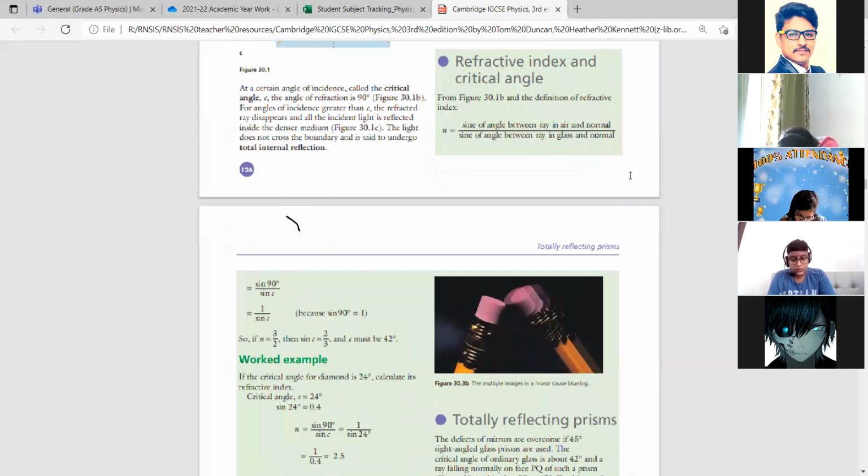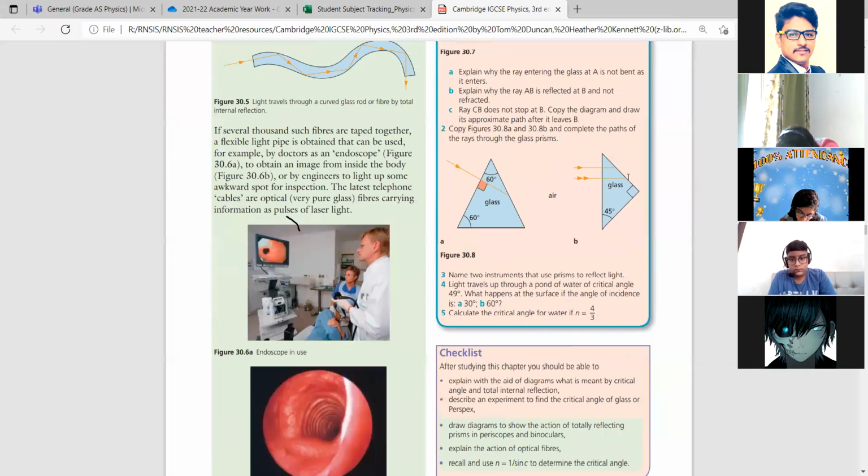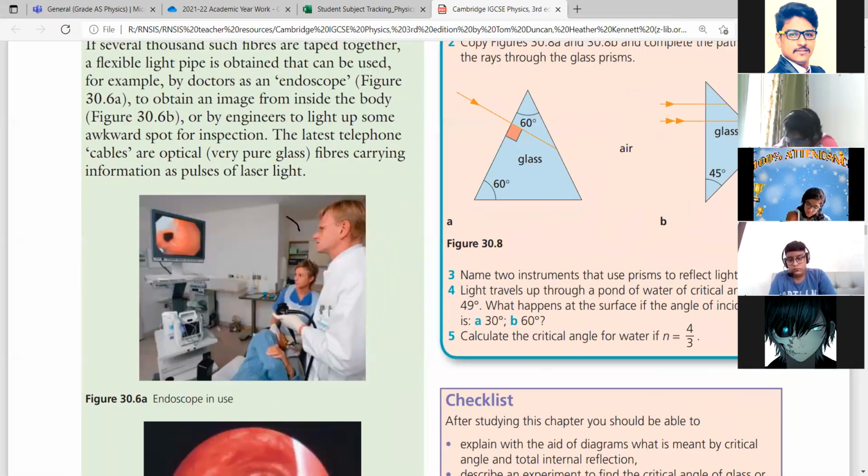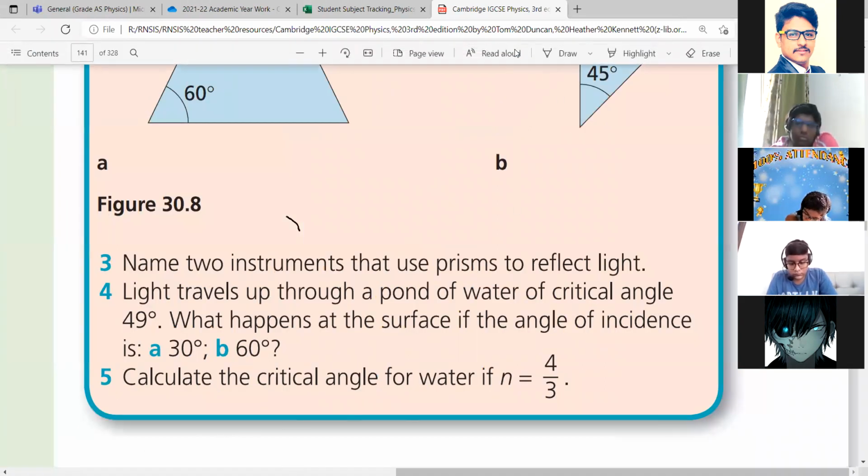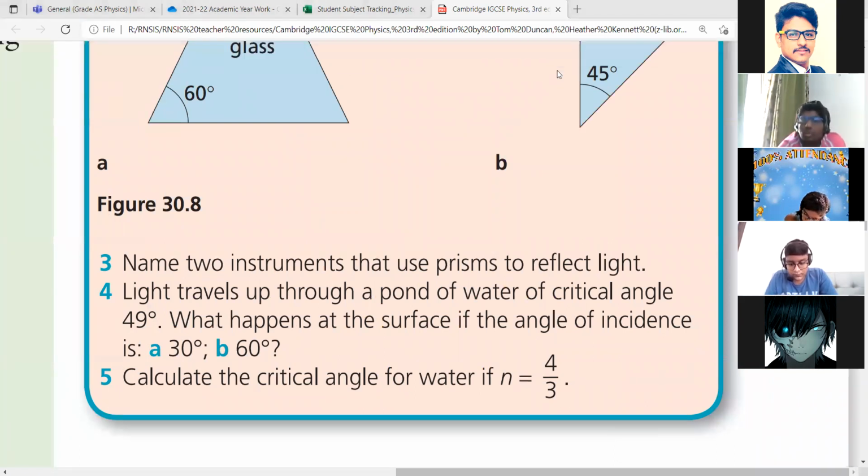So we'll just solve this question now. Light travels up through a pond of water of critical angle 49 degree. The critical angle is already given. Now, what happens at the surface if the angle of incidence is 30 degree and 60 degree? Are 30 degree and 60 degree critical angles? No. So you will have to use the normal formula. But why have they given the critical angle, sir? It is actually given to find out the refractive index of water.